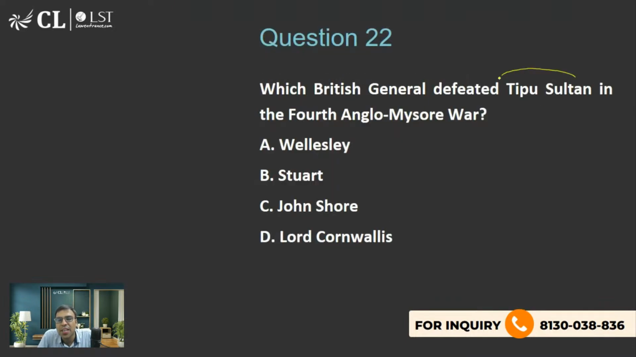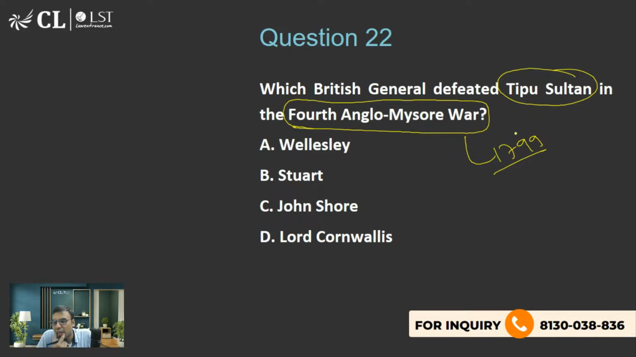Which British general defeated Tipu Sultan in the Fourth Anglo-Mysore War? I think 1799, if I'm not wrong, he got defeated. And that is what you should know. There are four Anglo-Mysore wars. Anglo मतलब होता British. Whenever you see Anglo-Maratha War, Anglo-Mysore War, Anglo-French War, Anglo means British versus Mysore. Mysore ruler was Tipu Sultan. He was defeated by British general Wellesley. Stuart. B is the right answer.